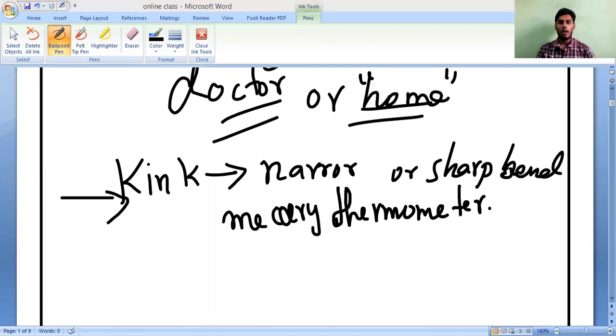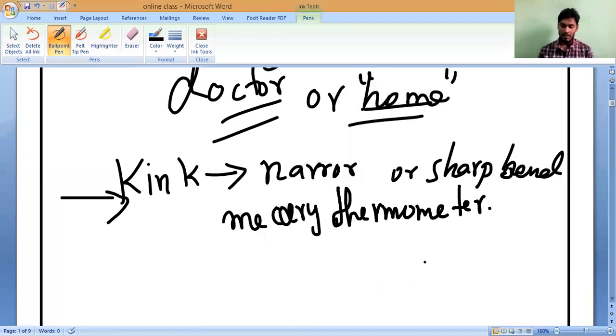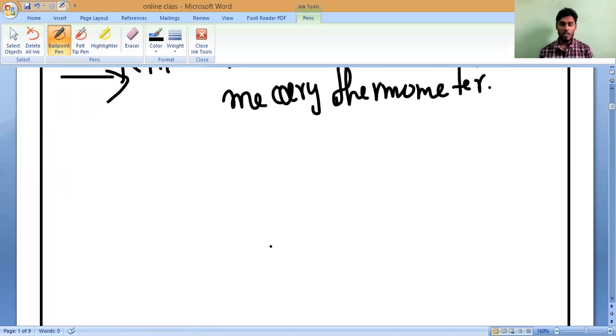Now, this mercury thermometer is specially designed to measure the temperature of somebody. Who is that? It is specially designed to measure the temperature of humans. It is specially designed for whom?